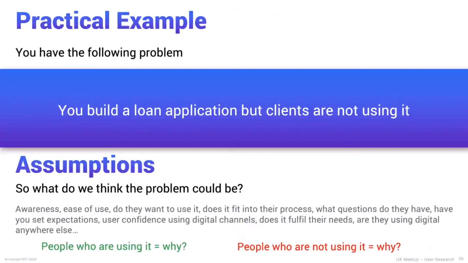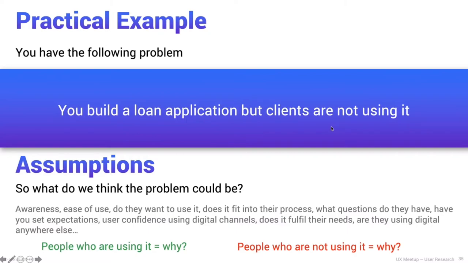All right, so let's give you a practical example. Let's say you've got the following problem. You build a loan application, but your clients are not using it. It's a typical one, and it doesn't have to be just a loan application. It could be any type of thing that you build. It could be you build a claim feature on your app and no one's using it. It's a typical type of problem that we get with our clients.